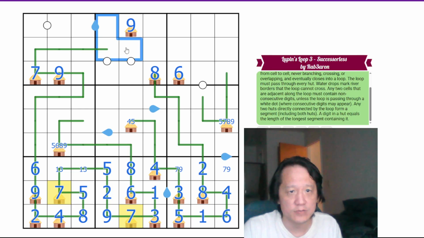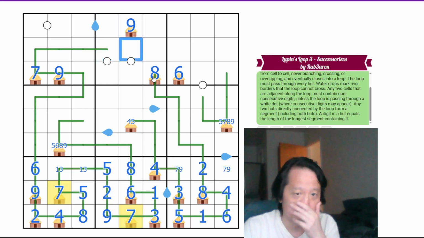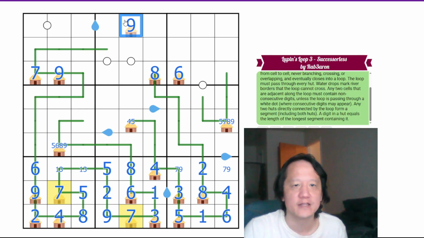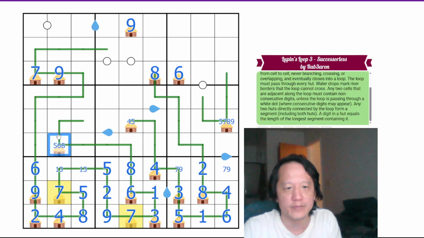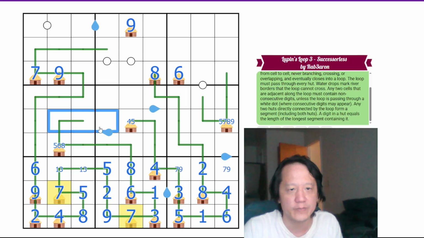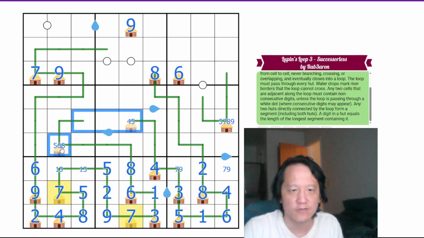This connects to one of these two, but it could go out that way, so we don't know. So this has to be length 9, and it cannot connect to either of these because these can't be length 9, and this can't be 9 because of 9 in the column. So this is probably just connecting straight to here. And these are both 5.